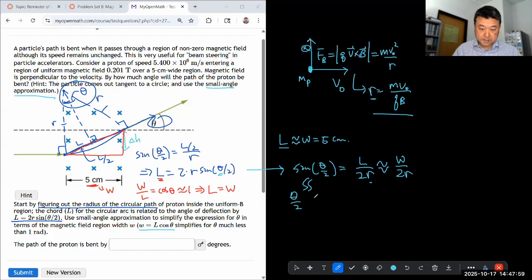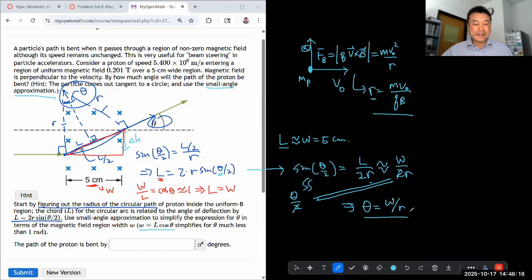So saying this is equal to that allows me to solve for theta. Theta is equal to the rest of the stuff. The two cancel out, so with that, it's W over r. Oh, so simple. Let me plug in the numbers in Wolfram Alpha.